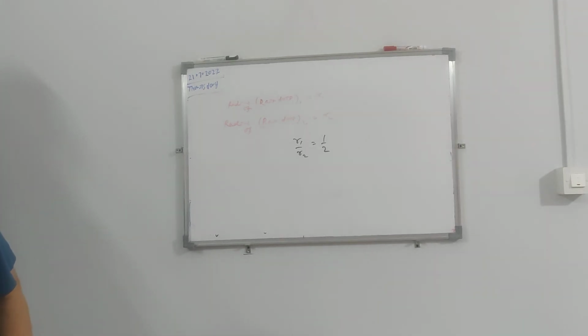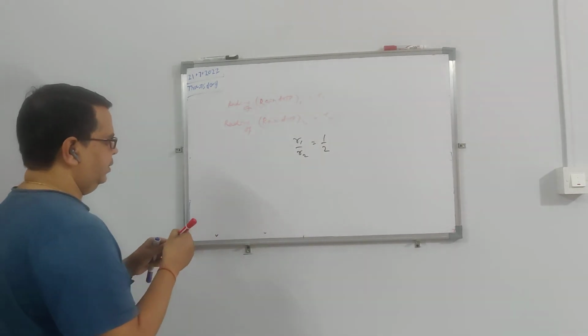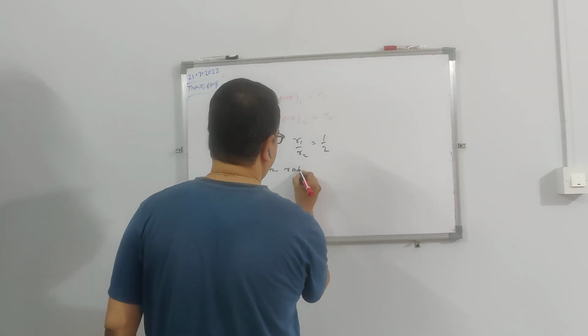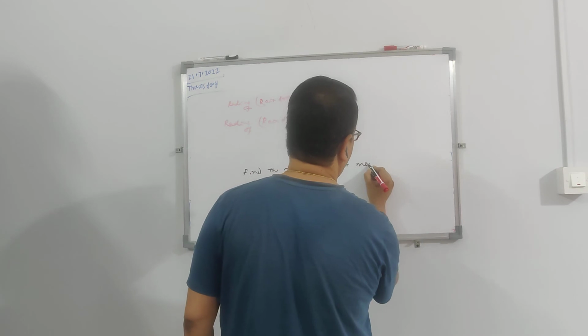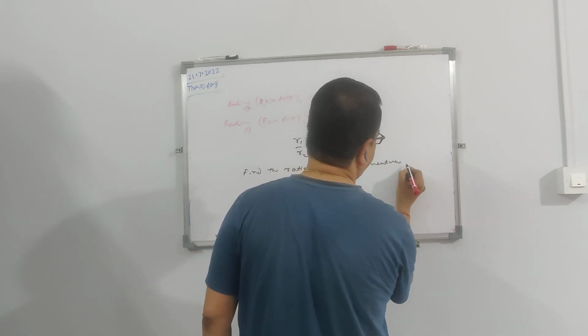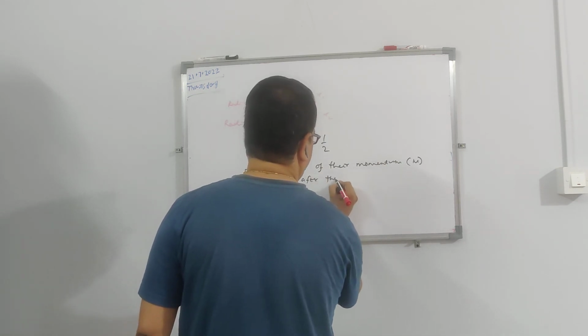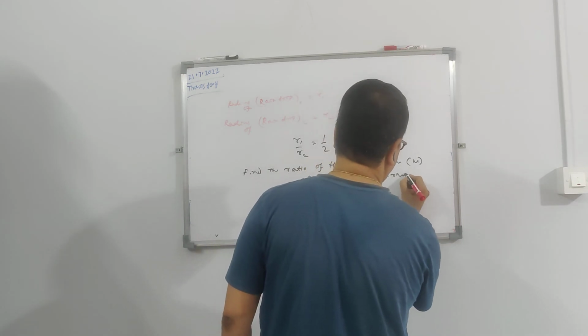They are asking for the ratio of their momentum after they have attained terminal velocity. So find the ratio of their momentum after they attain terminal velocity.